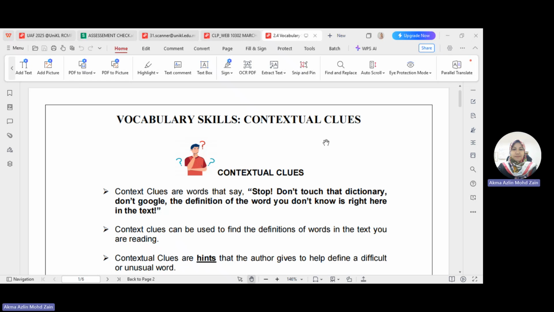Now, what are contextual clues? Context clues are words that say, stop, don't touch that dictionary. This means when you come across a difficult word while reading, don't panic. Look around the sentence or paragraph. Usually the meaning is already there. Okay?